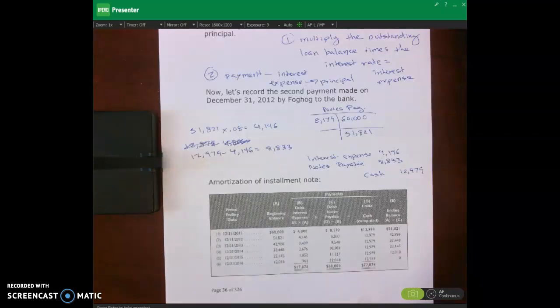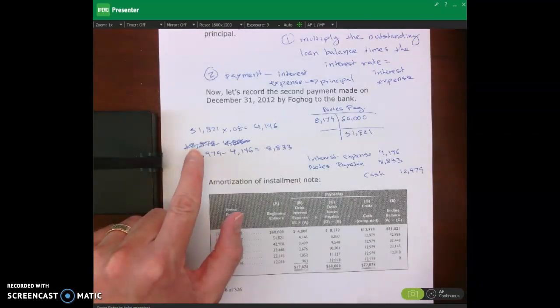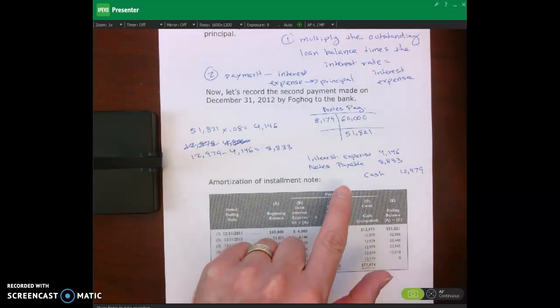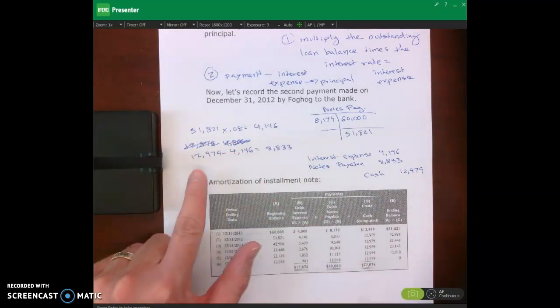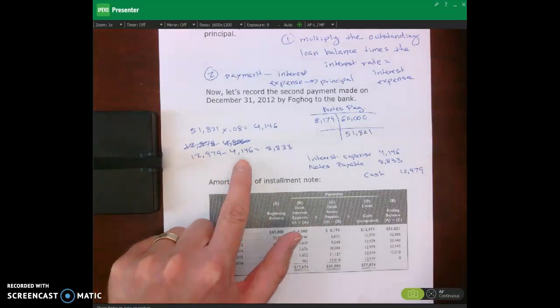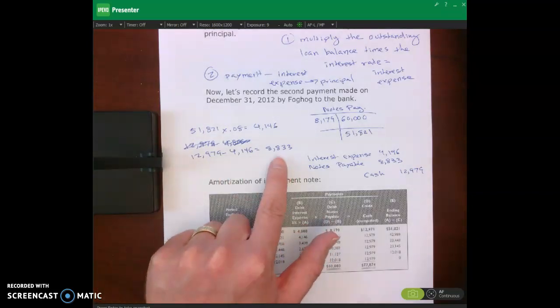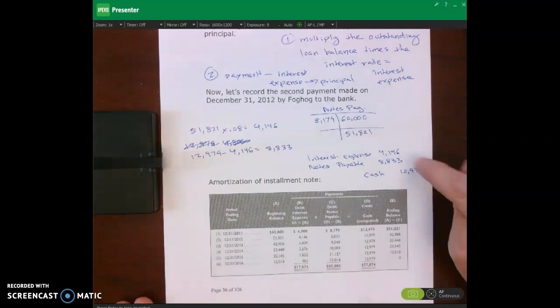Okay, so let's see how you did. We take our $51,821, which is our outstanding loan balance, times our interest rate. This is our interest expense. Take our payment minus the interest expense. This is how much goes to notes payable. Our journal entry is then debit interest expense, debit notes payable, and credit cash.